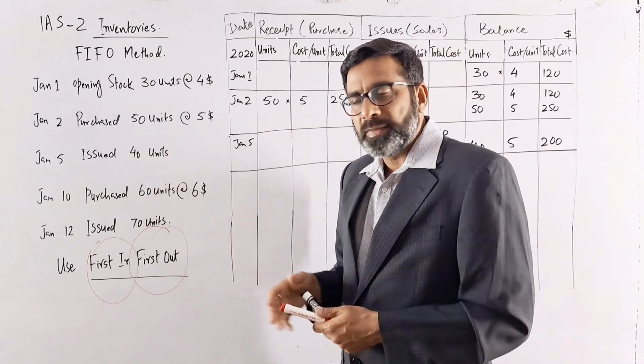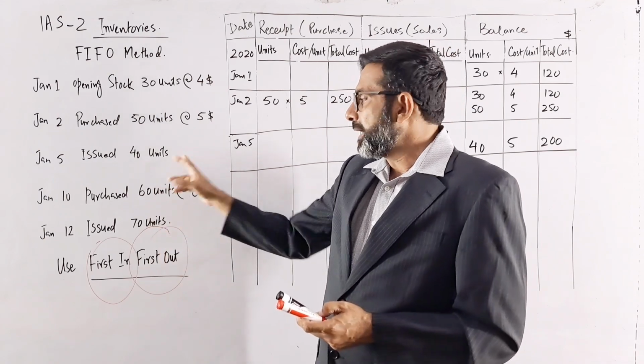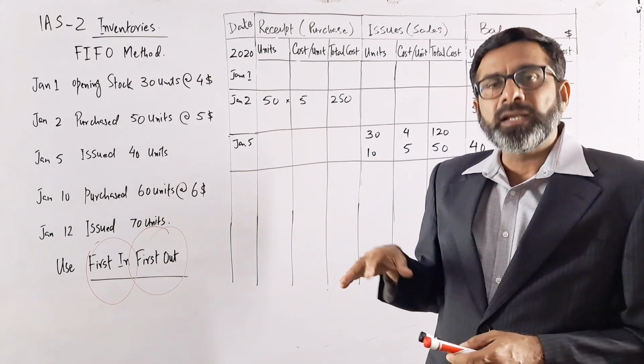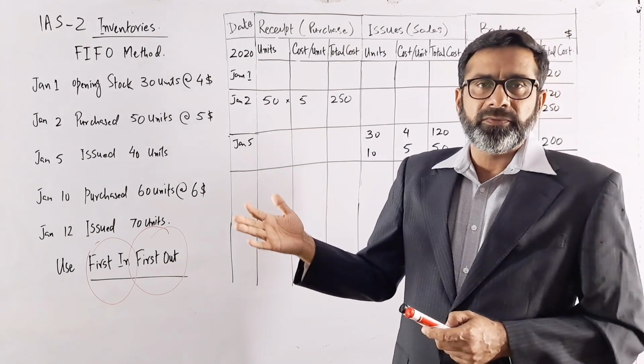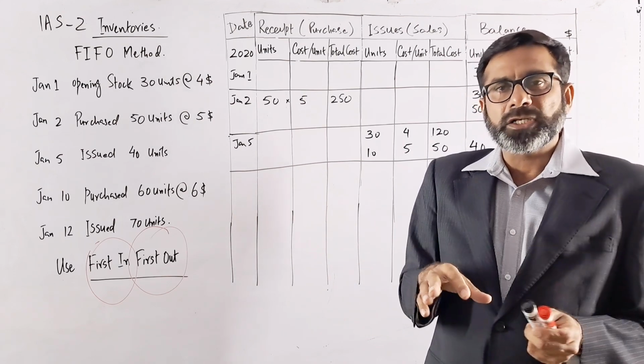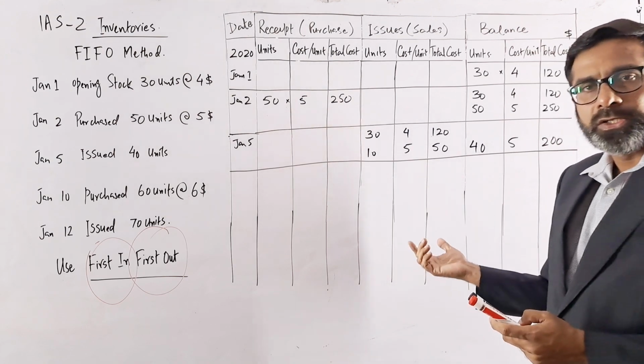If it is a trading business, they will be issuing, meaning they are selling 40 units. But at which cost, at which price they are selling, it is not our concern here. Obviously, it will be recorded when we consider the cost of goods sold, the sale price and the gross profit, but here we are only considering the cost for the closing units.